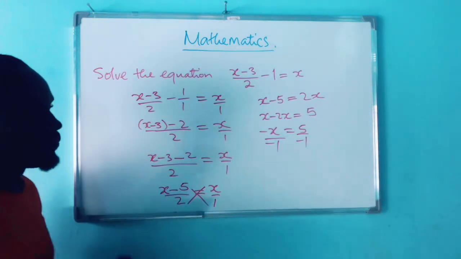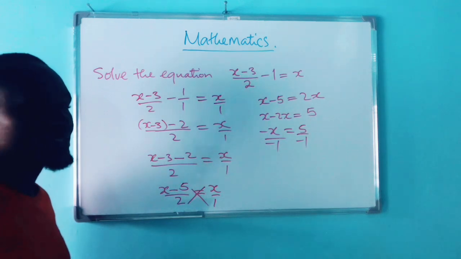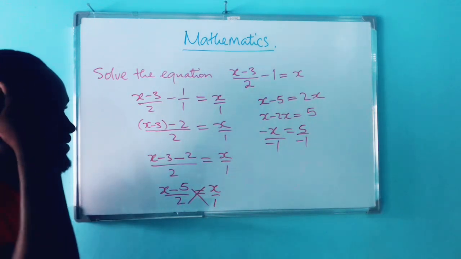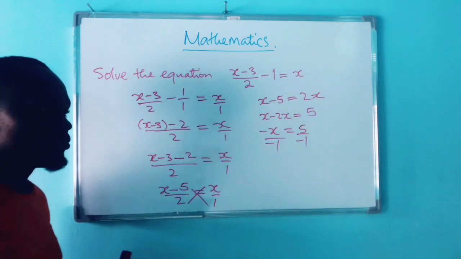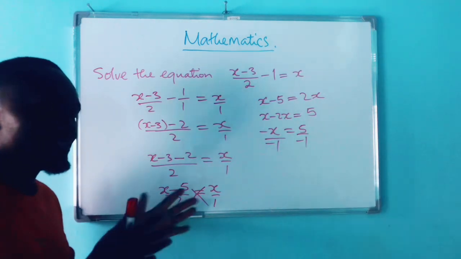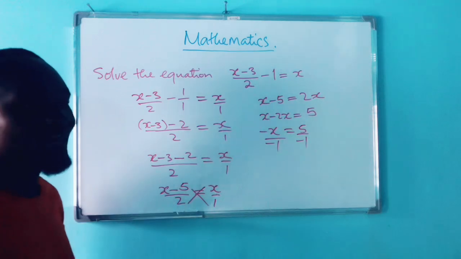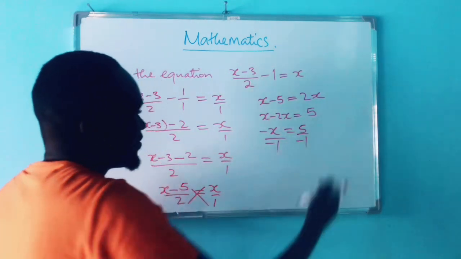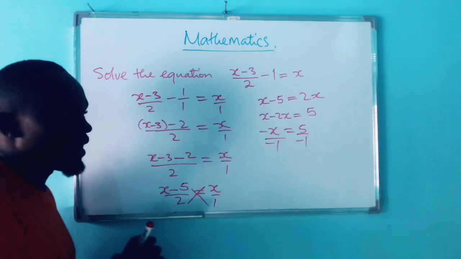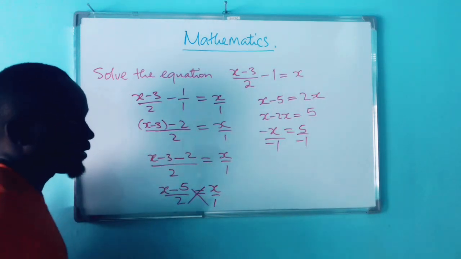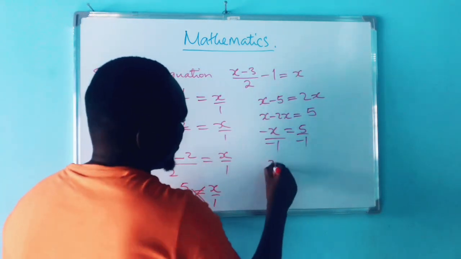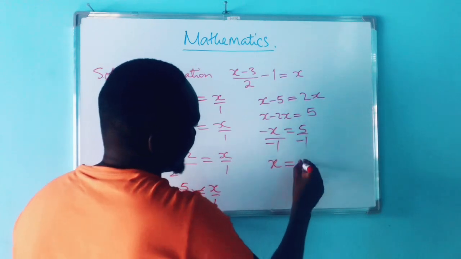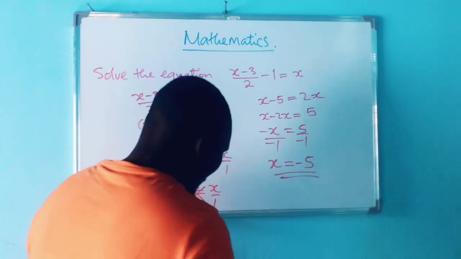But whichever one you choose, make sure that you do it on both sides, because whatever is bound on earth should also be bound in heaven. With this side representing earth and this one representing heaven, that's just the way we can remember those things faster. So with that said, we're going to remain with x, which will equal positive divided by negative, so we get negative 5.